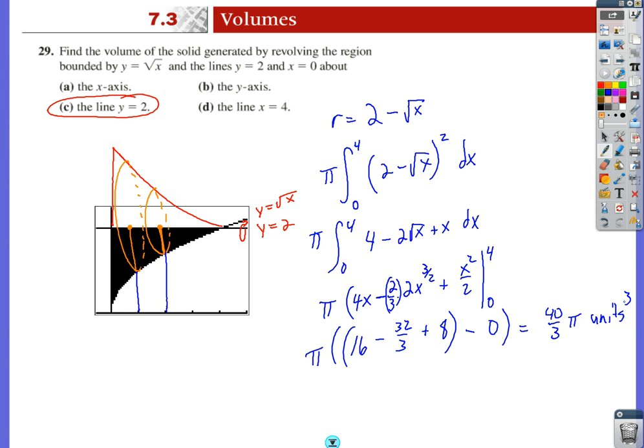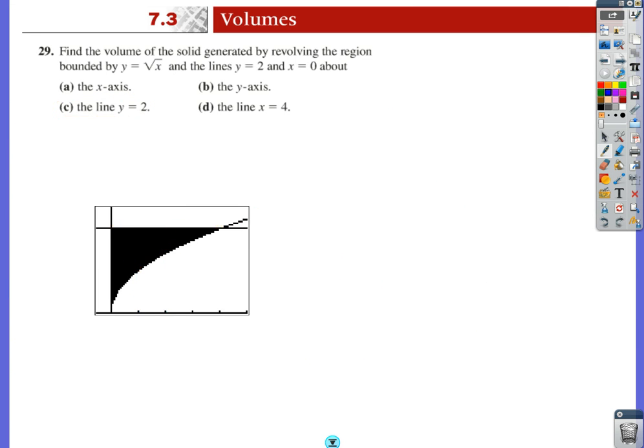Okay, so again, you gotta be mindful of where your radius is at. Okay, last one that I'm gonna do a detailed example on, 29, part D. I now want to revolve this around the line x equals 4. It's not on there, so here it comes. X equals 4. I'm going to revolve it around there.